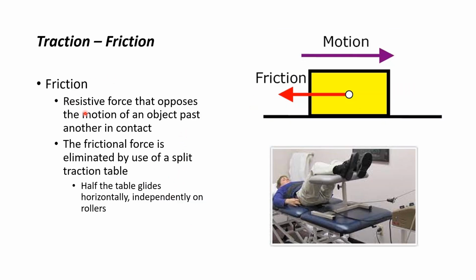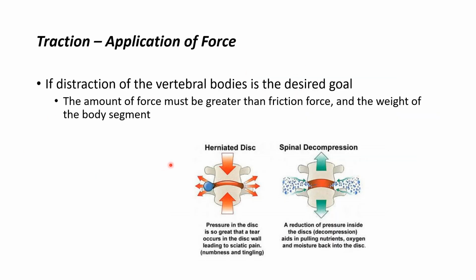This is how traction works. It's by creating friction in one direction while you create motion in the other. That's your standard traction table, using a split table for lumbar traction as well as cervical traction. So those are two mechanisms. That's basically how it works. We provide a distraction force.